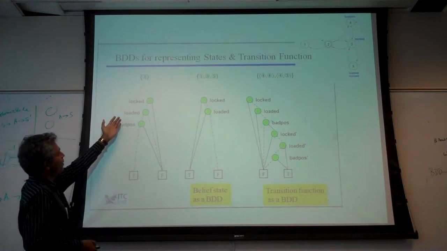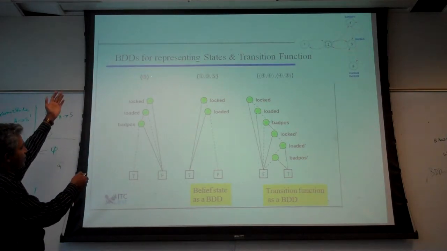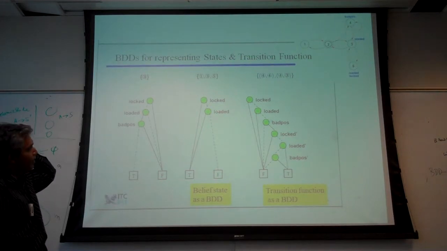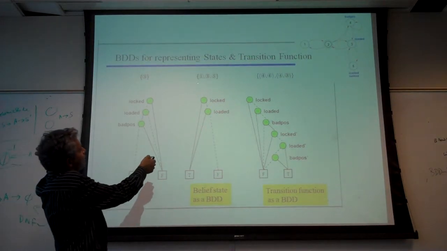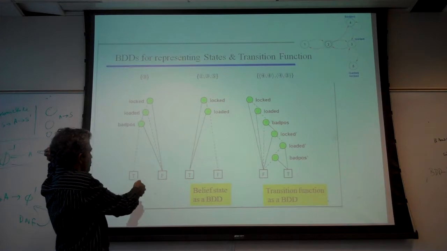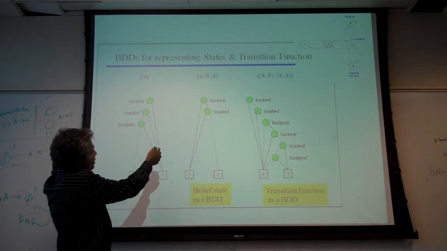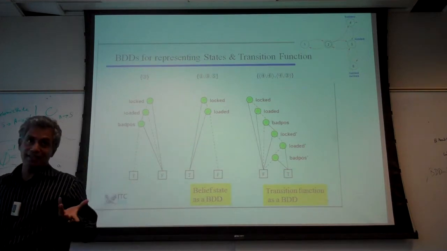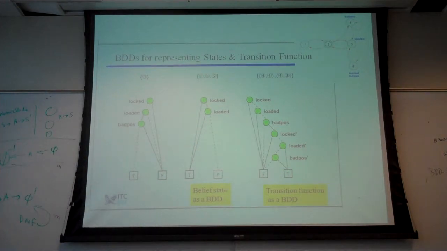So here is an example in this case. The set containing state 3 would just correspond to this particular BDD. The set of all these three states, 1, 3, or 5, corresponds to the smaller BDD because it's a smaller logical formula. The smaller the formula, sometimes the more states you represent. Right?